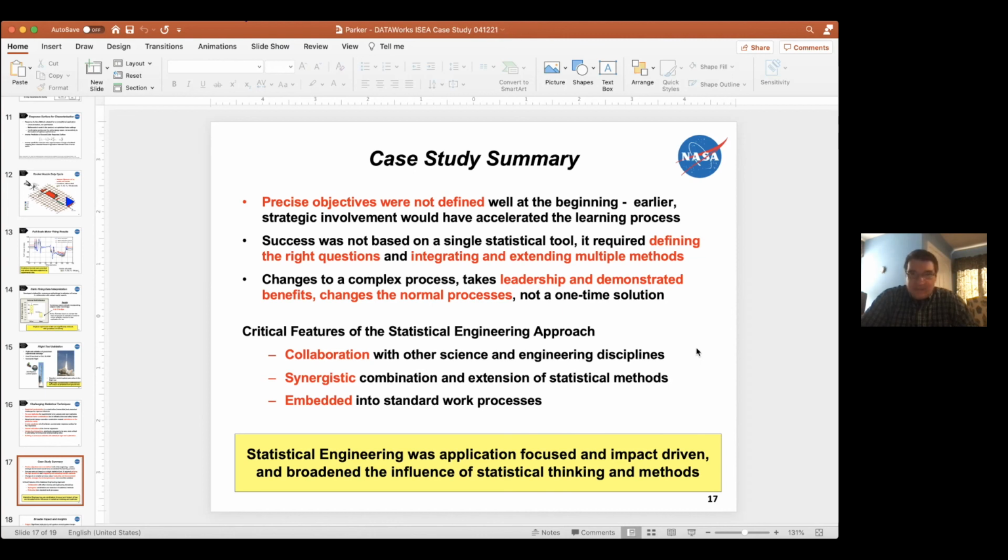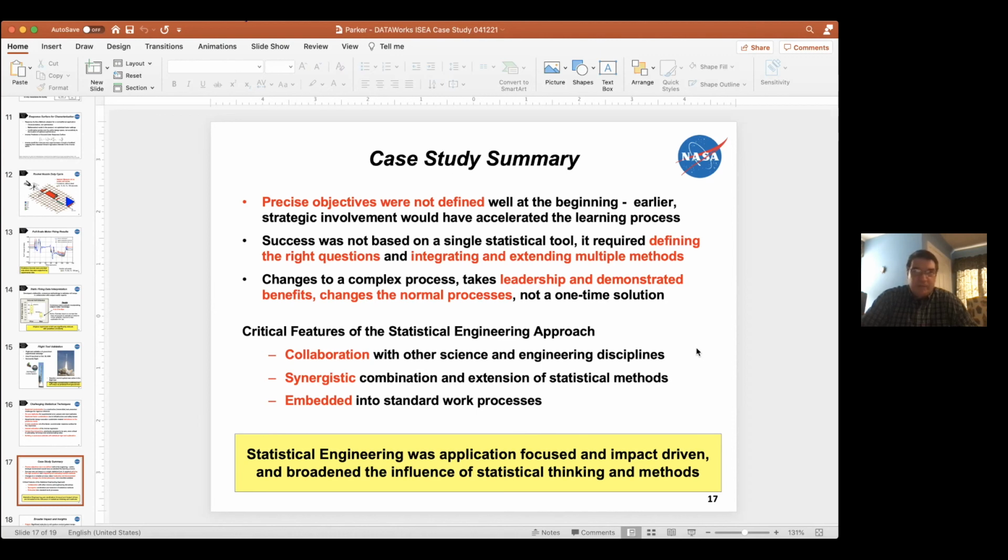Success was not based on a single tool, as I've emphasized a couple of times, and it required some integrating and extending of multiple methods. And yes, a lot of the methods I've talked about are regression and design of experiments, but I don't want you to walk away and say that's what statistical engineering is about. That's just what this particular example used.